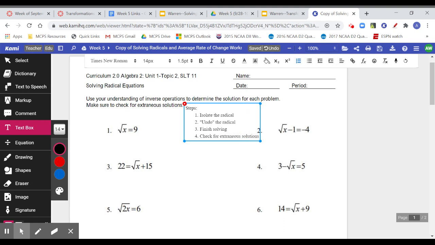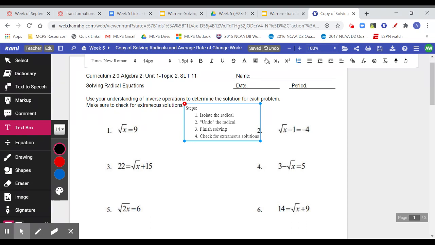So if you remember, an extraneous solution is a solution that you get from correctly solving, right? You follow all those steps, you do everything correctly, and you get this answer at the end. But when I plug it back into my original, it doesn't work out. The two sides of the equation are not equal to each other.